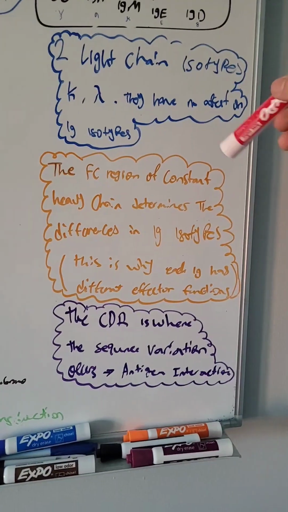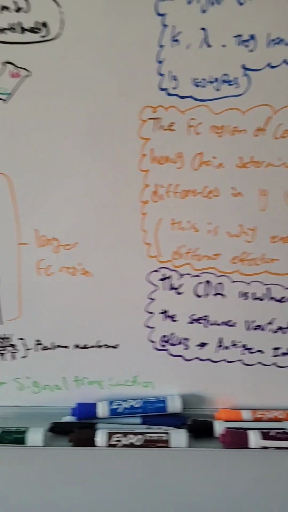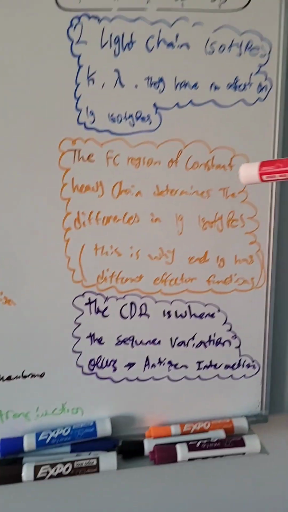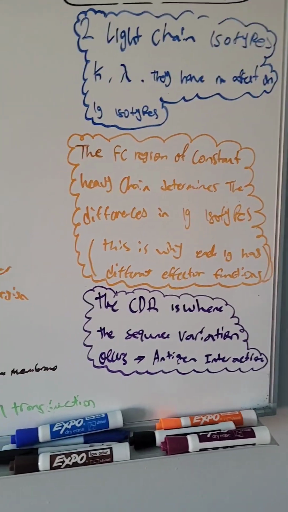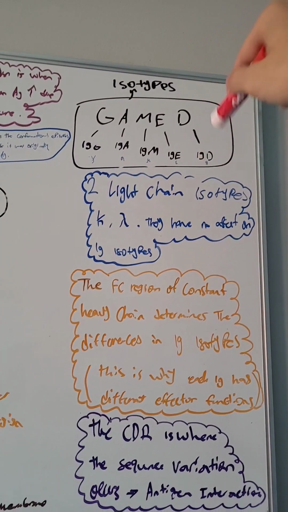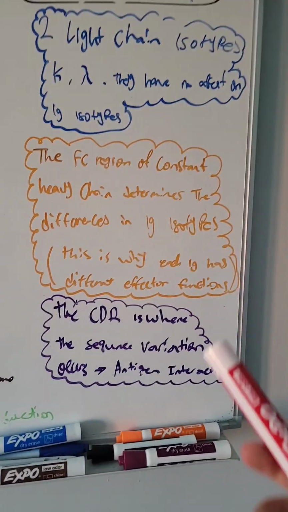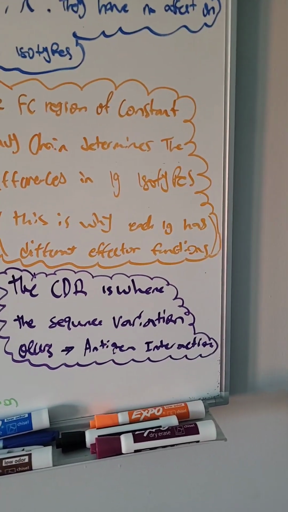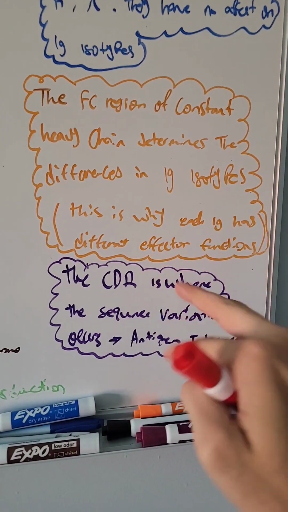The Fc region of the constant heavy chain, okay, remember, this was the Fc region of the constant heavy chain. This is going to determine the differences in your antibody isotypes, right? Because we have 5 isotypes. So this is going to determine that difference and their effector functions, okay? So this is why each immunoglobulin has a different effector function.